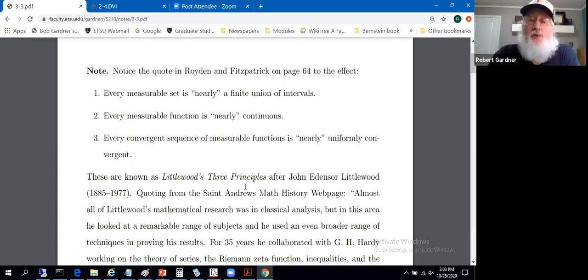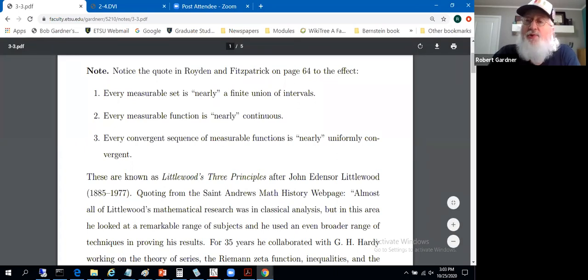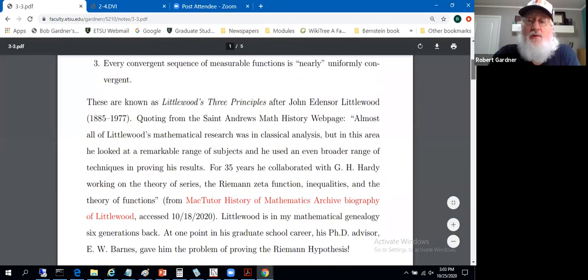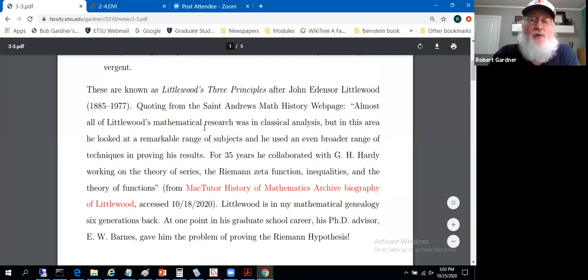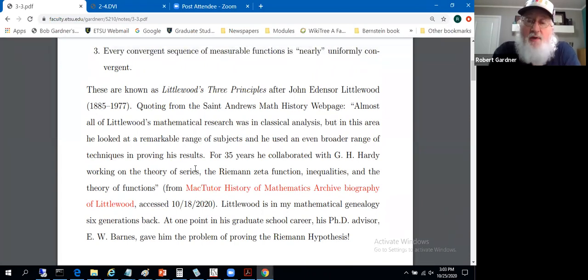As I commented, these are called Littlewood's three principles after John Edensor Littlewood. A little history on Littlewood. Almost all of Littlewood's mathematical research was in classical analysis, but in this area he looked at a remarkable range of subjects, and he used an even broader range of techniques in proving his results. For 35 years he collaborated with G.H. Hardy, working on the theory of series, the Riemann zeta function, inequalities, and the theory of functions. The Hardy-Littlewood collaboration is one of the famous collaborations in math.